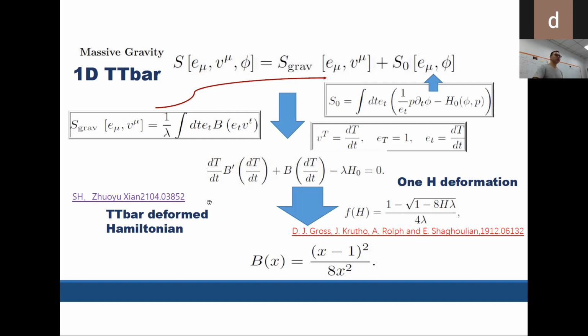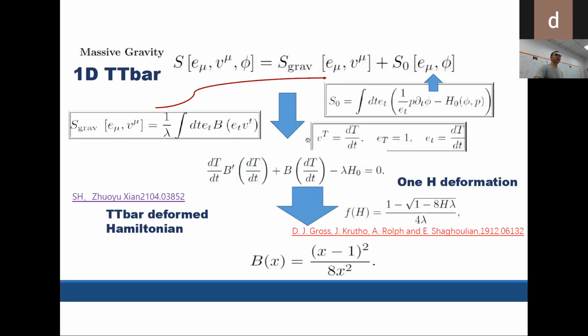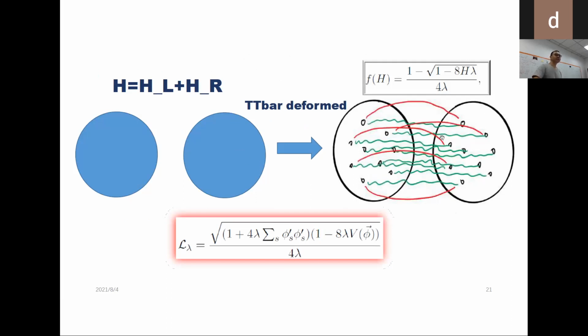Using this technology, we can start, for example, from two decoupled Hamiltonian systems. The Hamiltonian is denoted by the left-hand part and the right-hand part. Originally the two Hamiltonians don't talk with each other, but we can use our technology to couple them with one-dimensional massive gravity and construct the TD bar deformed Hamiltonian system. Finally we get the Lagrangian or Hamiltonian, something like this.